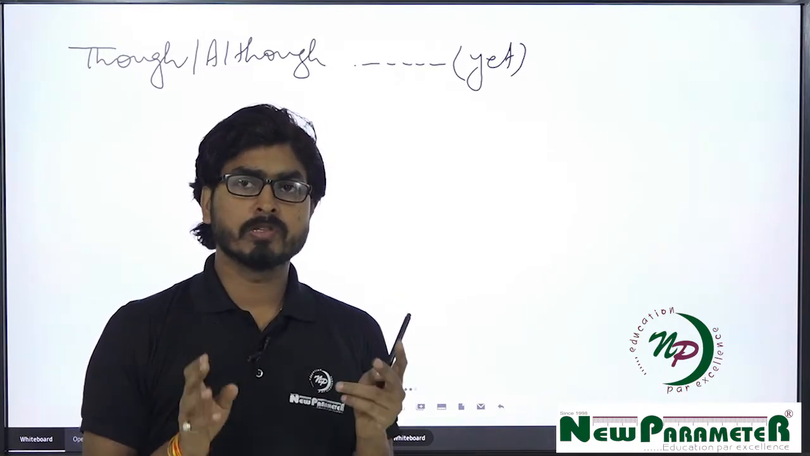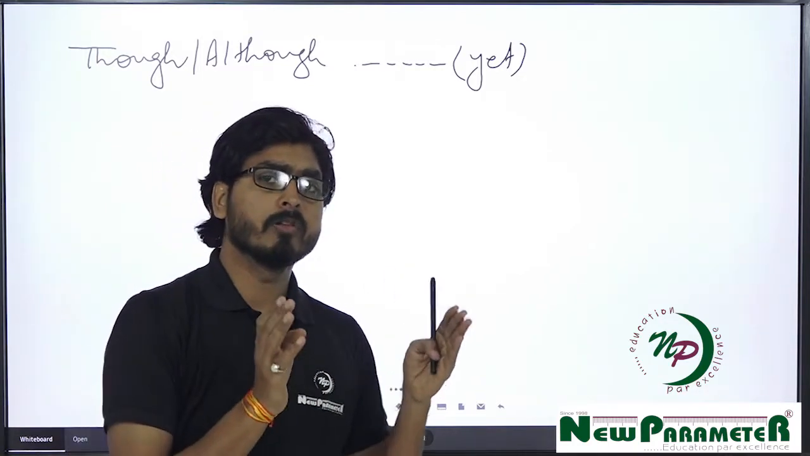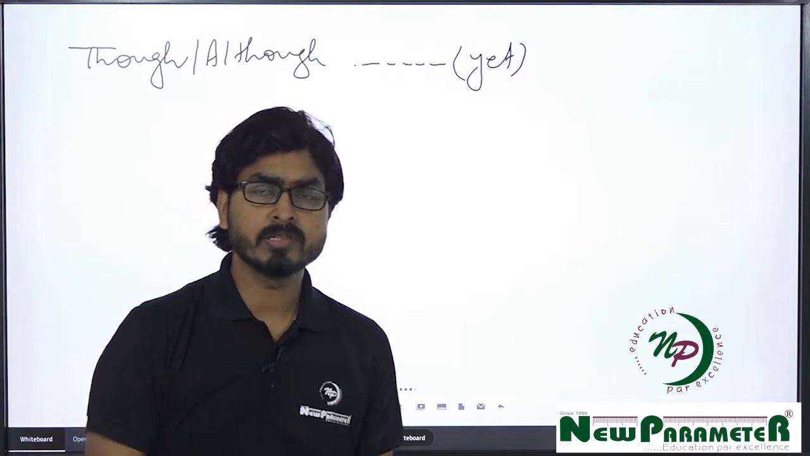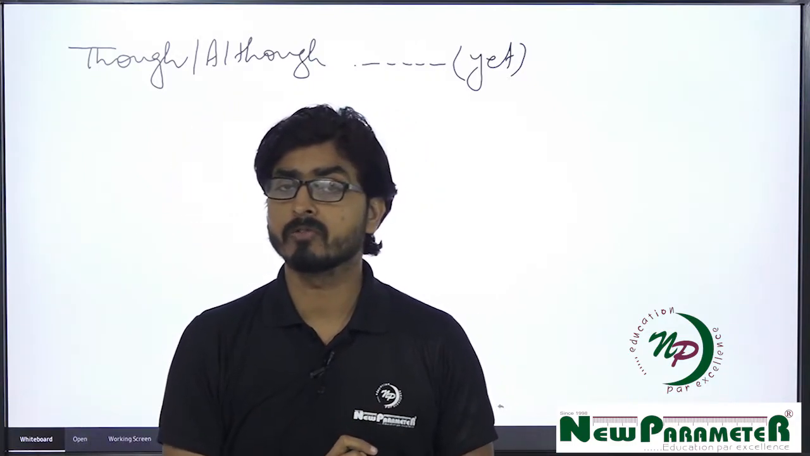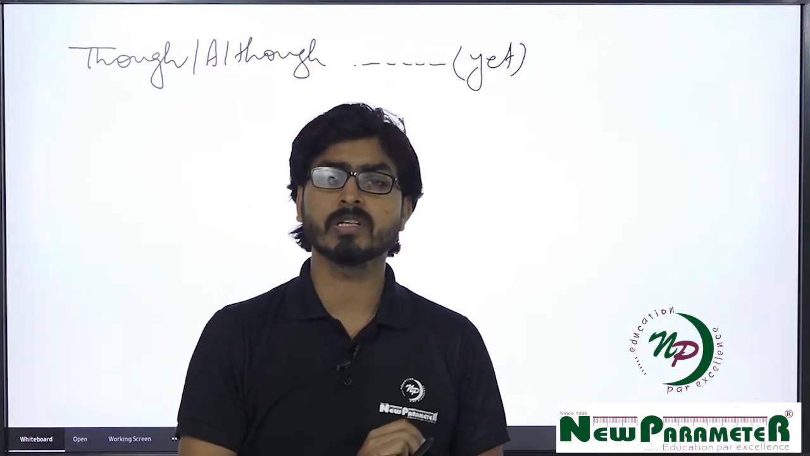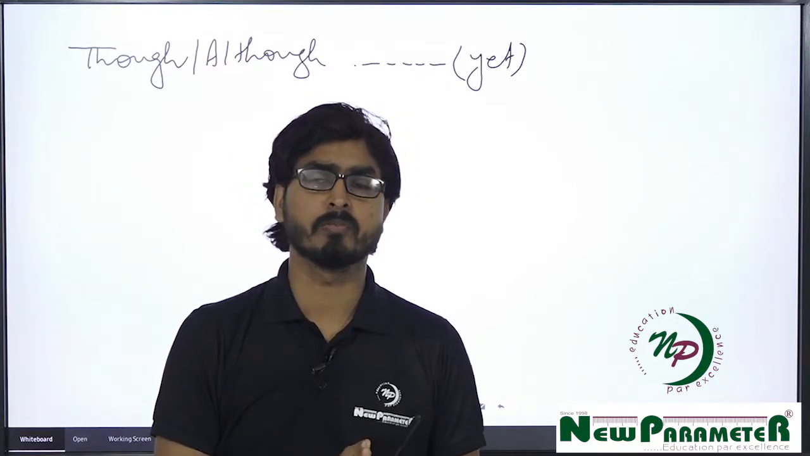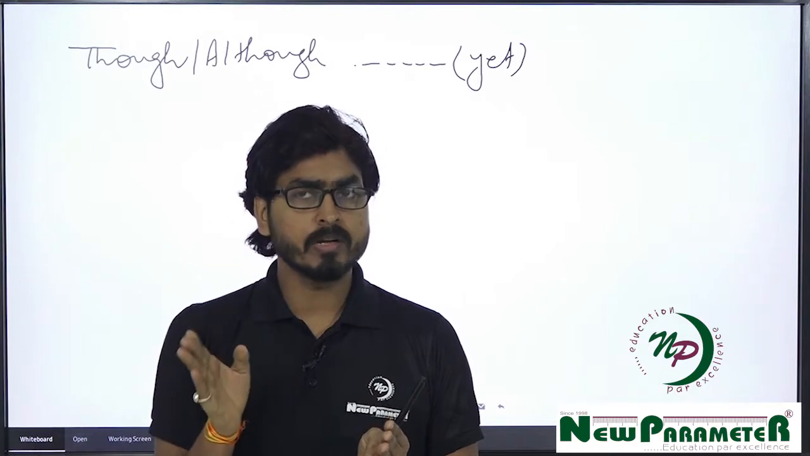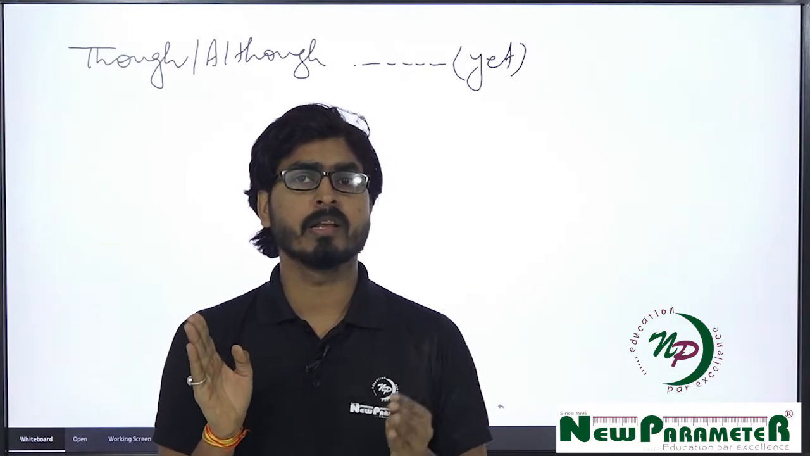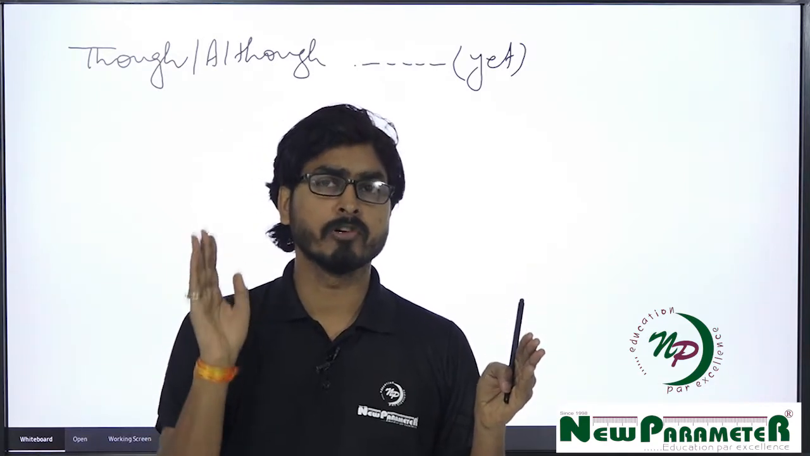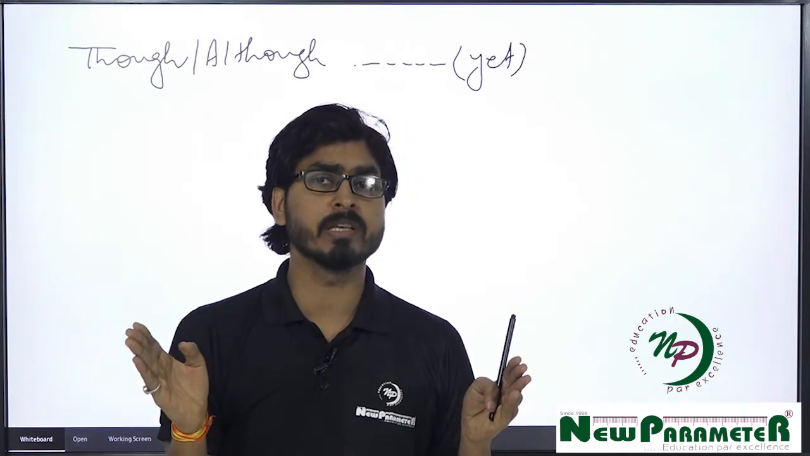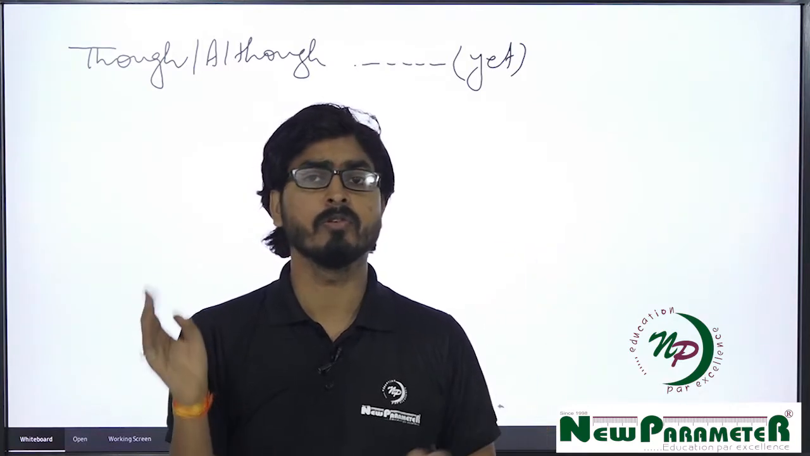Whenever we use two clauses with the help of though, although and yet, the sentence must be in contrast to each other. What is the meaning of contrast? Contrast means just opposite. Suppose a single clause gives you positive sense, the next clause must give you negative sense. If the first clause gives you negative sense, the second clause must give you positive sense.